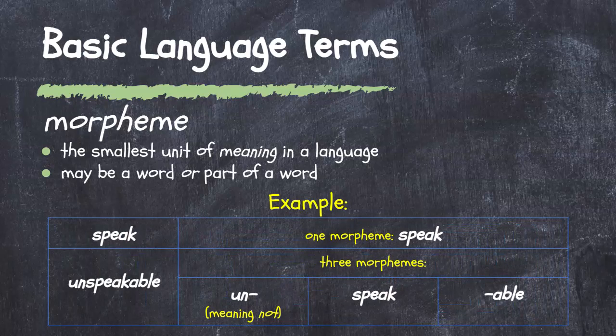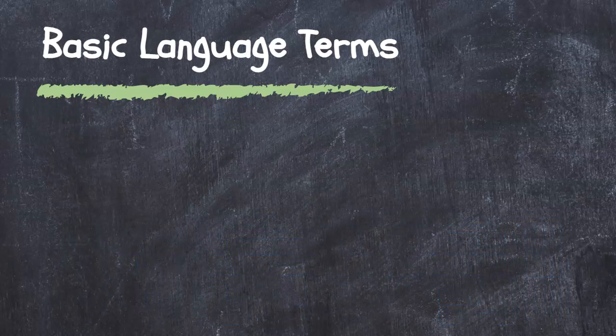So unspeakable has three separate parts to it, only one of which is a standalone word. The other parts are additions to it. But they all communicate added meaning.